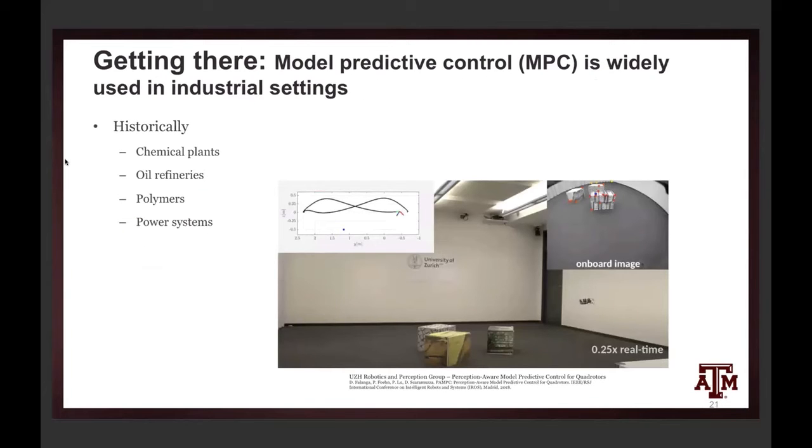Historically, MPC has been used in the chemical industry, in oil and gas, in the production of polymers, and more recently in power system balancing. Here you can see a picture of it being used at the University of Zurich to control a quadcopter. Recently, there's been a lot of use in some of these conferences. You'll see how a relatively large portion of research has to do with MPC.